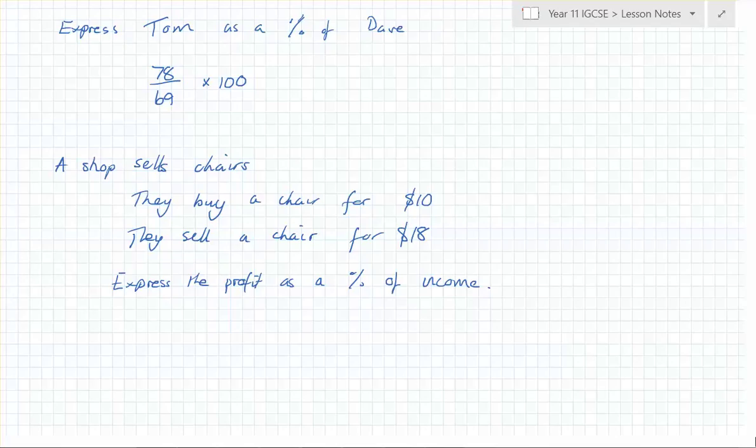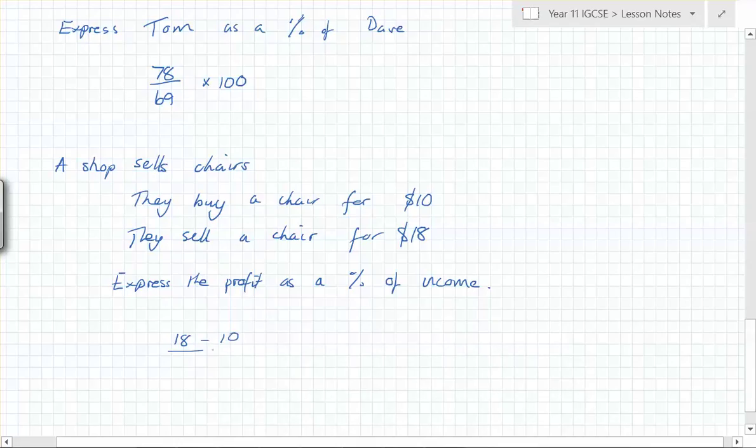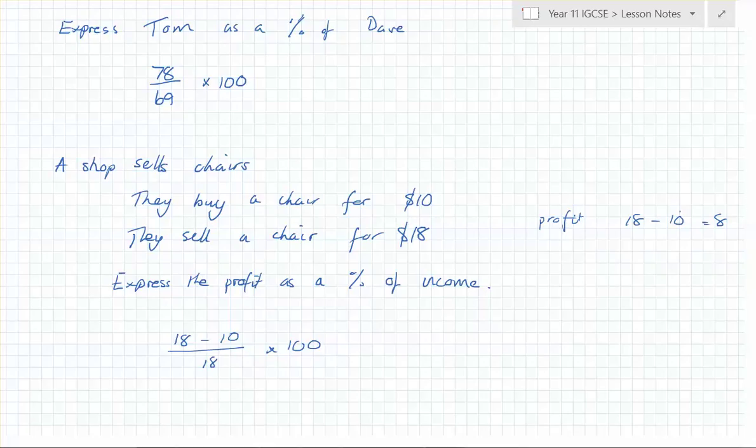So, what do we do? 18 minus 10 over 100%? Times 100. Okay, so the profit bit is 18 minus 10. It's how much we make. So it's 8. Okay. But if I said express profit as a percentage of cost, that'd be 18 minus 10 over 10. So it just depends. It's not a difficult situation, but you've just got to get things the right way round.